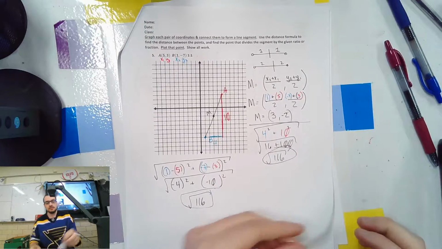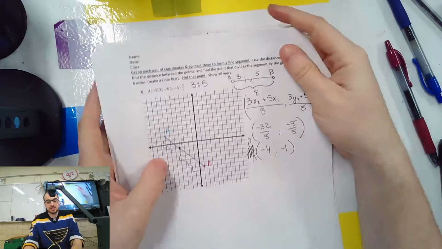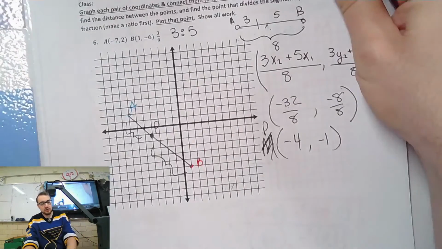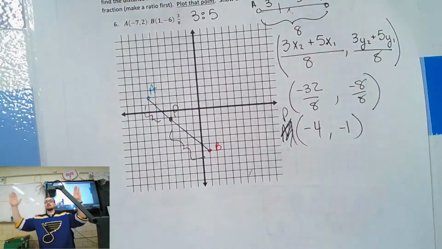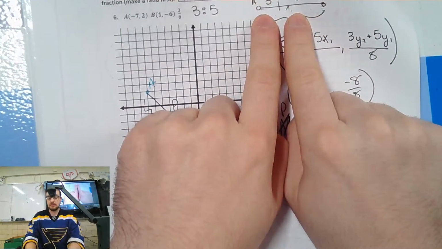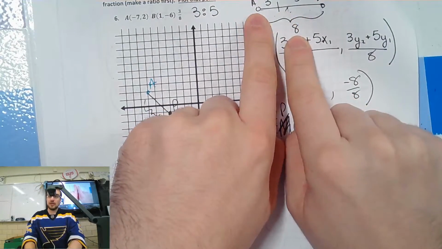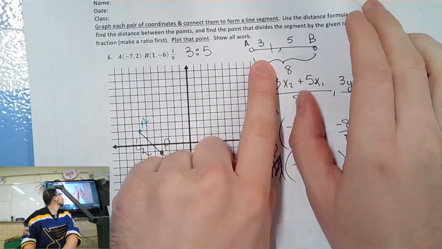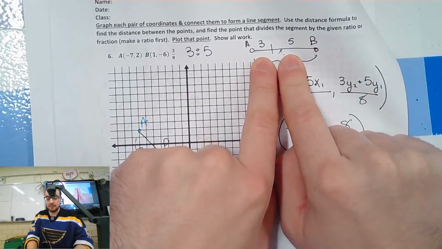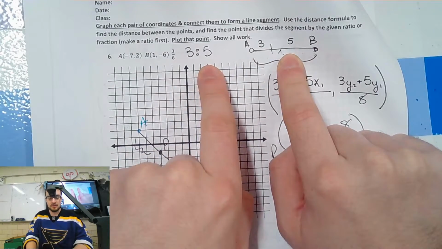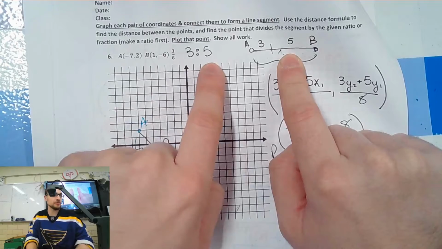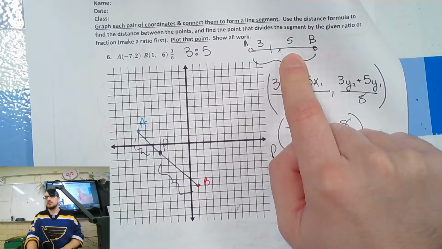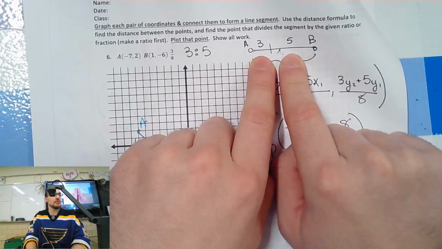Ready for page 6? Check it out. Page 6 is the same dumb crap, except it's 3-to-5 for the ratio. Why is it 3-to-5? Well, the fraction is 3/8, meaning we want to find 3/8 of the way between the 2 points. Well, 3/8 of the way is 3 out of 8. So we have 3 versus 5 going on. So our ratio is 3-to-5. Again, the top number goes here, and then what's left over goes next to it. It's 3 versus 5.